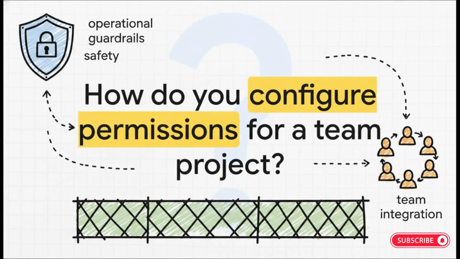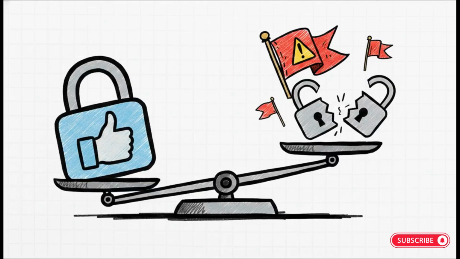Let's step it up to a mid-level question. The interviewer asks, how do you configure permissions for a team project using Claude Code? This question is digging into your awareness of operational guardrails, team integration, and, crucially, DevOps security. Your answer needs to immediately reference the .claude/settings.json file. Explain that there are 3 specific permission modes: default, auto-accept, and bypass permissions. You want to emphasize that the default mode offers the absolute best balance of security and productivity for teams because it actually requires human confirmation for potentially destructive actions.